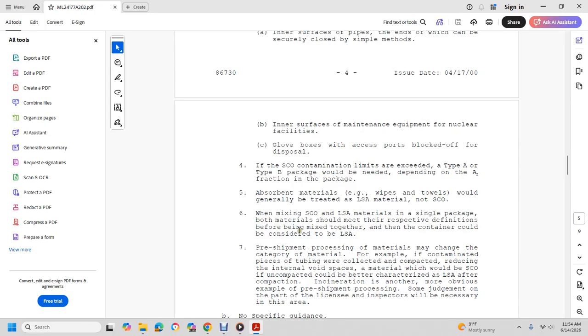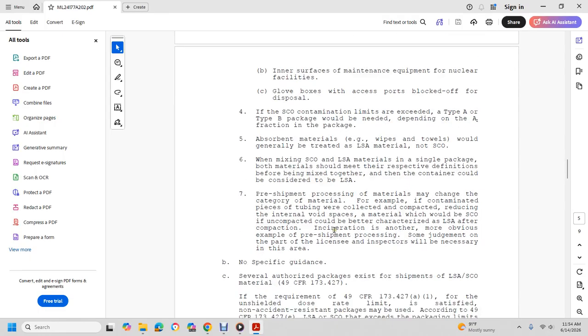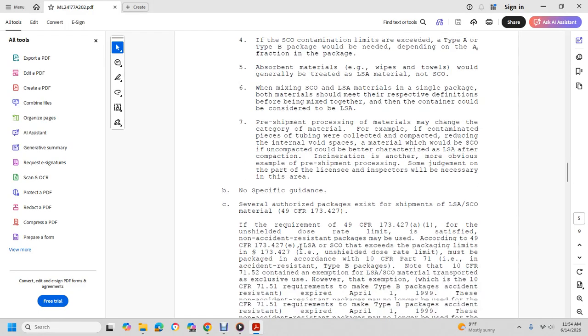both of the materials with the medium respect with the qualifications before being mixed together, the container could be considered to be LSA. With the pre-shipment processing of material with the matrix category, for example, the contaminated material with the pressure, the compaction reduced the internal void space with the material, which with the surface contaminated object uncompacted could be characterized as LSA after the compaction. Consideration of the more obvious example of the pre-shipment process, some of the judgment on the part of the license inspector will be necessary, as there are no specific guidelines.